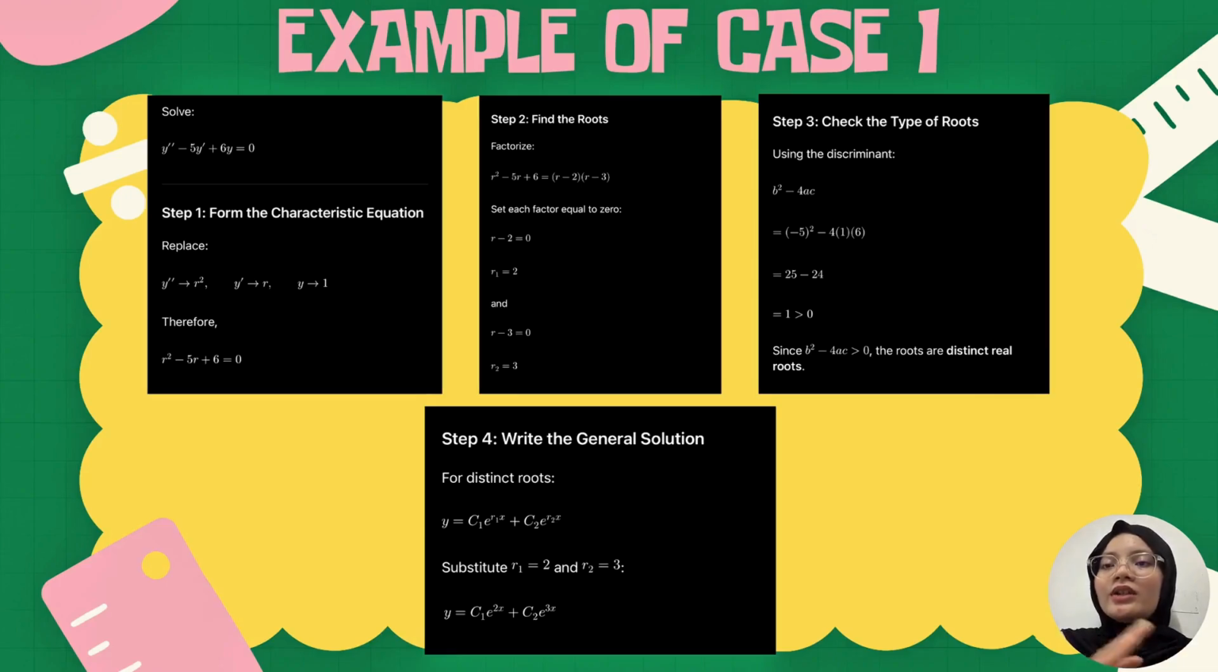So next, you need to check the type of the roots. Using the discriminant b squared minus 4ac, you substitute the values into the discriminant. Then you will get the type of root. For this case, the roots are distinct real roots. So lastly, write the general solution. For distinct roots, as we know, the general solution is y equal to c1 e^(r1 x) plus c2 e^(r2 x). So we need to substitute the r1 and r2 that we got from earlier.